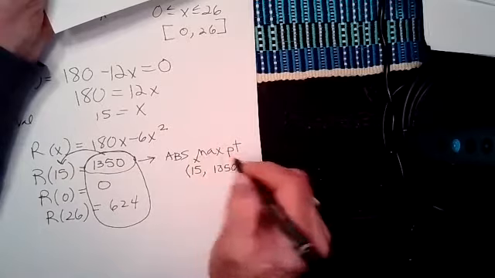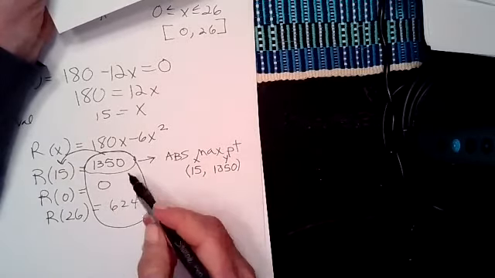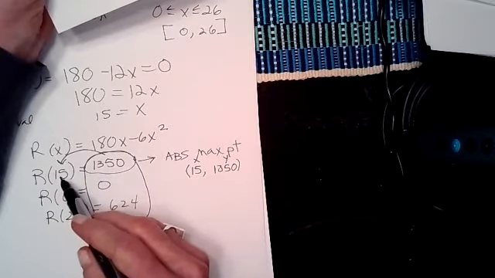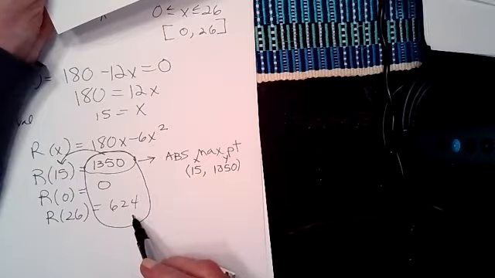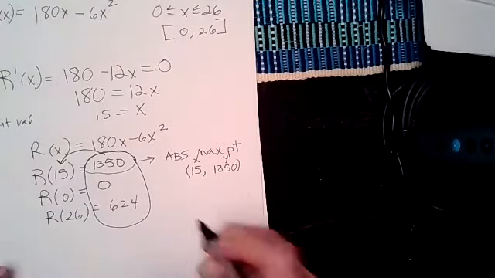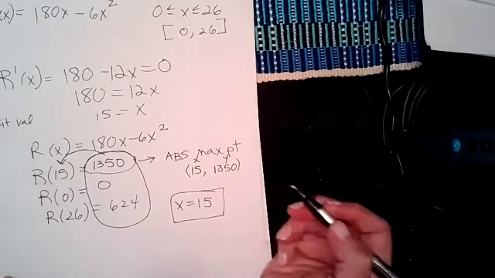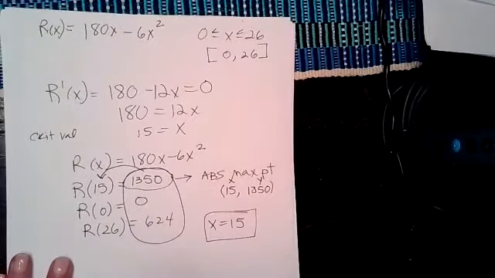So they're asking for your X and not your Y. But you had to look at the Y's to figure out the largest one. And then you said, well, when X is 15, my revenue is maximized. It's up to 1350. And so my answer is X is equal to 15. Okay, so you just have to be careful about reading it and see what they're asking for.